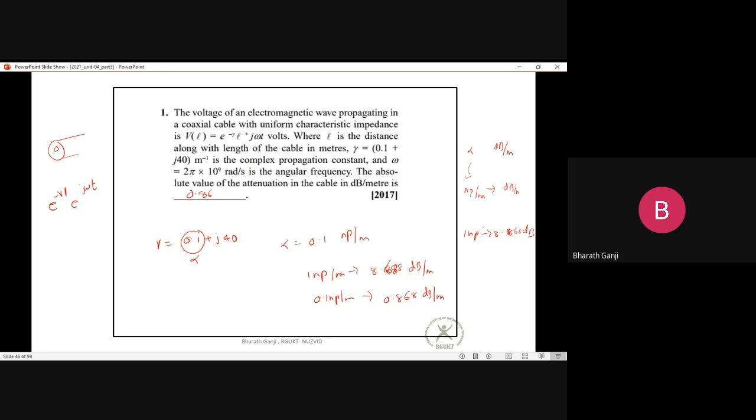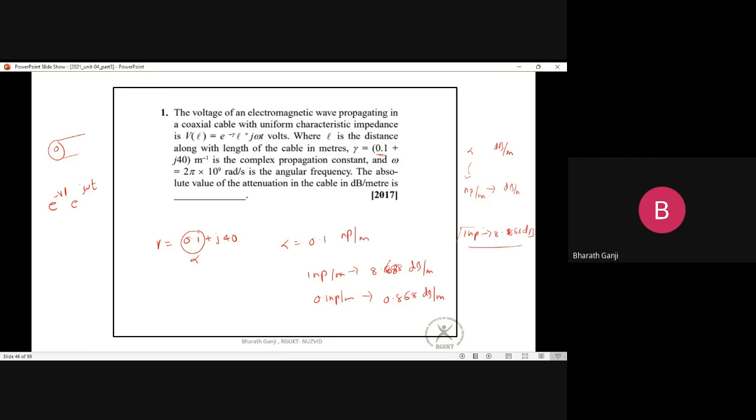The main problem is usually that most students write this answer as 0.1, because they don't know that the unit of alpha 0.1 is Nepper per meter, and they will forget this conversion. Whoever remembers this can write the right answer here. But anyways, it's not a difficult question.